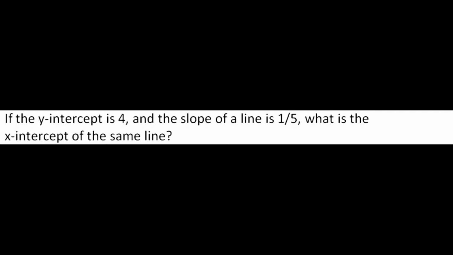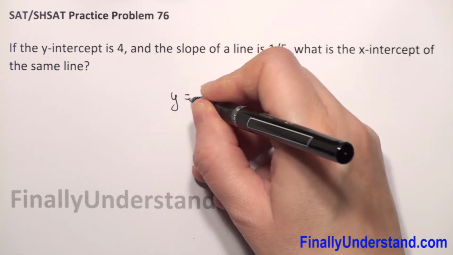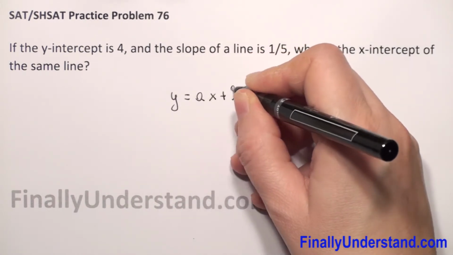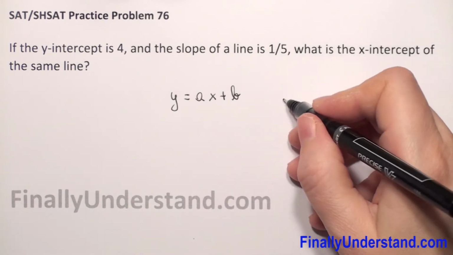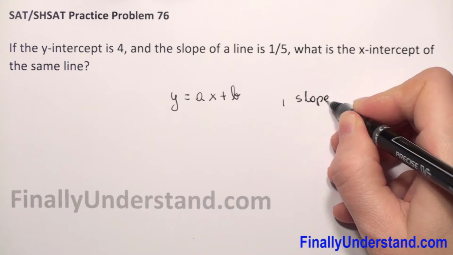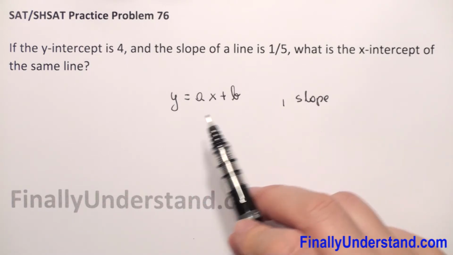If the y-intercept is 4 and the slope of the line is 1/5, what is the x-intercept of the same line? So let me remind you of the equation of the line. This is y equals ax plus b. What else? a is the slope, and b always tells us the y-intercept. So b in our example is 4.